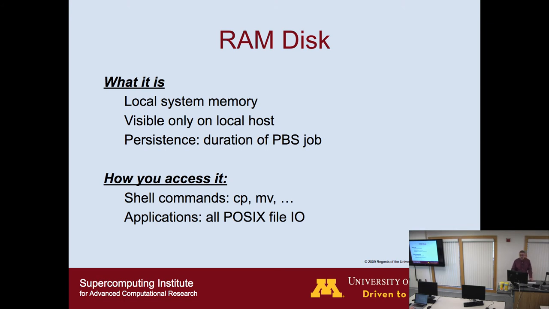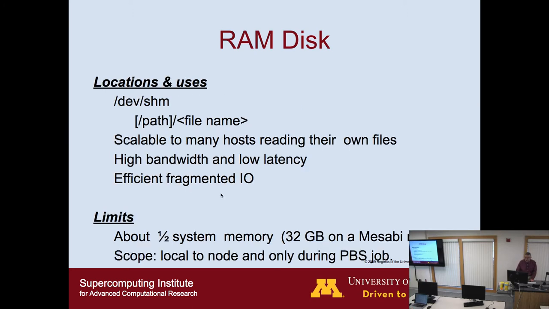RAM disk, very similar in its semantics, and even better in performance, but more limited in storage. So with RAM disks, again, it's local to the node, and you're really literally using the memory on the node, and it's shared with the memory of the applications that are running there. And so you're limited to half the disk space on that node. And so, for example, for a standard Mesabi compute node with 64 gigabytes of memory, you have no more than 32 gig of available space.